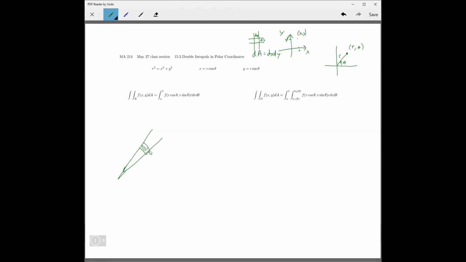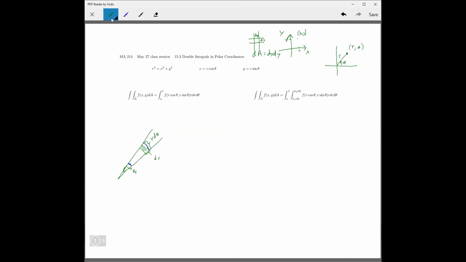This right here is your dr. But this right here is r d theta. So this length, from here to here, is approximately r d theta. It depends on the radius. If this rectangle gets moved further this way, then this is going to increase in length. Conversely, if it's moved back this way, and you have the same dr right here, the same distance, this part here is going to be less. So this blue part depends on the radius as well.